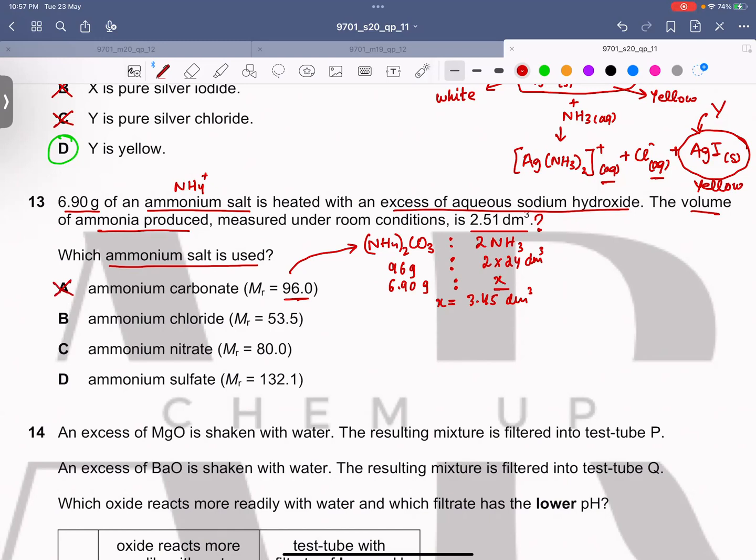Now, 53.5 is ammonium chloride. Ammonium chloride is NH4Cl, and I have 1 mole of ammonium ion, so it would give you 1 mole of ammonia gas only. So if 53.5 grams of ammonium chloride is reacted, then only 24 decimeter cube of ammonia is produced. So if I react 6.90 gram of ammonium chloride, then what would be the volume of ammonia formed? Can anybody find the value of X over here?